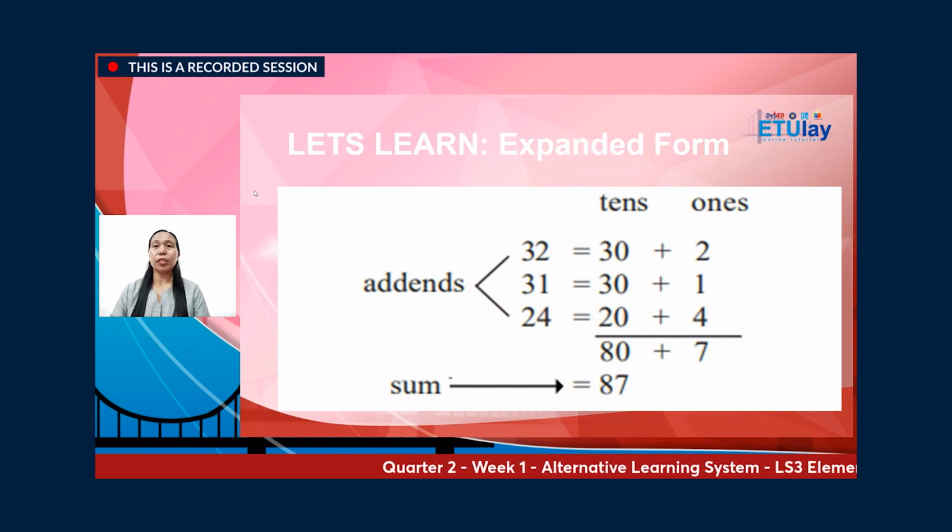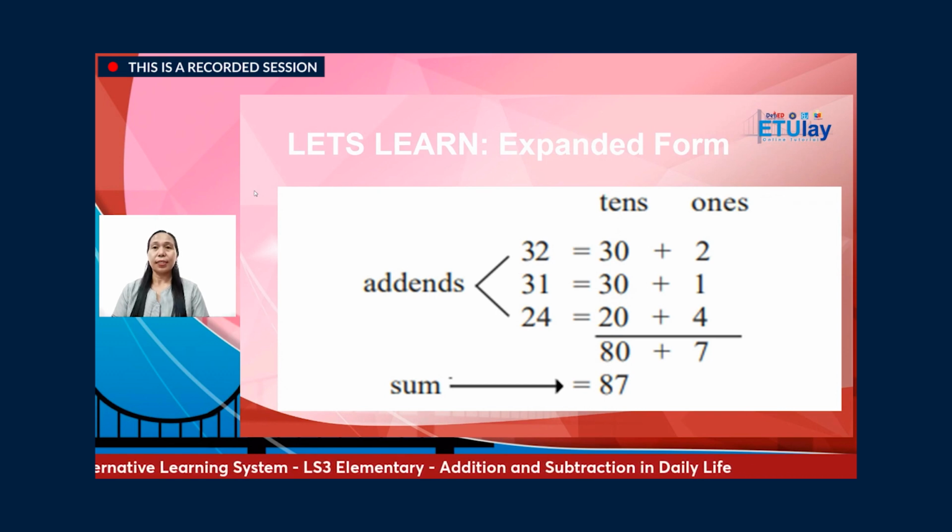Let's learn the expanded form in solving addition. Okay, try to look at the screen. We have the addends, 32, 31, and 24. So we can expand that one by having the ones and the tens places. Okay, 32 is equal to 30 plus 2. 31 is equal to 30 plus 1. And 24 is equal to 20 plus 4.